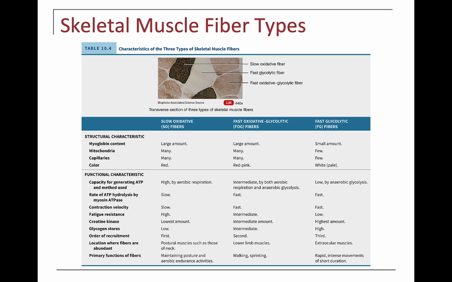So slow oxidative fibers use aerobic respiration. Fast oxidative glycolytic are special because they can use both aerobic respiration and anaerobic glycolysis. Fast glycolytic primarily use anaerobic glycolysis. So we can see the need for those ATPase heads as well. If we're doing something long distance like slow oxidative, we wouldn't need that fast ATPase. But we would need that fast ATPase for fast oxidative glycolytic and fast glycolytic.